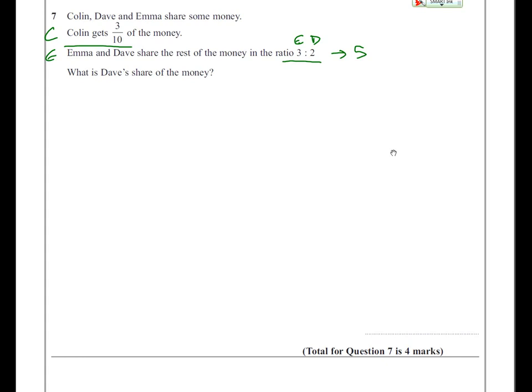So, if we take 3/10 of the money, what we're going to have left, well, we start off with 100%, so 10 over 10, we're left with 7/10 to share out. Okay, this is quite a tricky question, 4 marks. Now, we want to think about, well, we're sharing it between 5 parts so that Emma can have 3 of each, Dave can have 2 of each. So imagine that you've got £5 coins. Emma is going to get 3 of them. Lucky girl. Dave is going to get 2 of them for every £5.